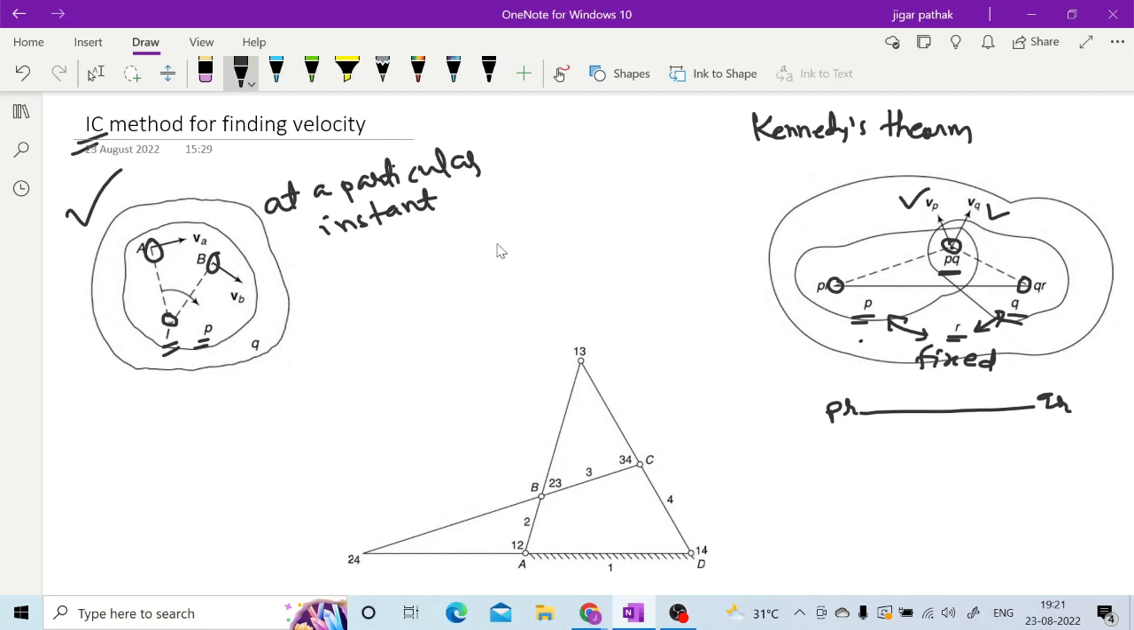Now apart from that, you must have an idea about the number of instantaneous centers. Whenever you have a mechanism, you have a certain number of links, and from that you can calculate the number of instantaneous centers. If the number of links is 4, then the number of instantaneous centers will be 4 into 3 by 2, which is 6.